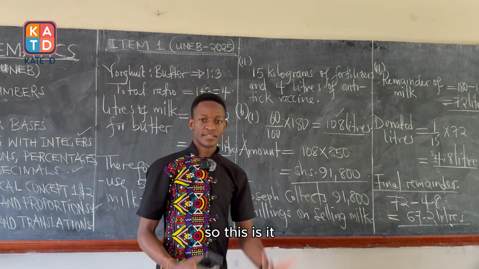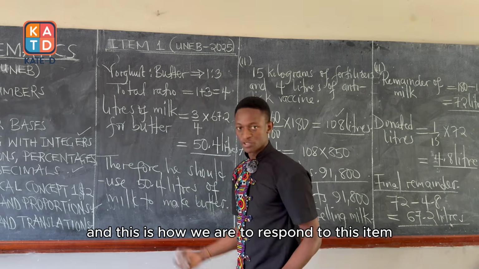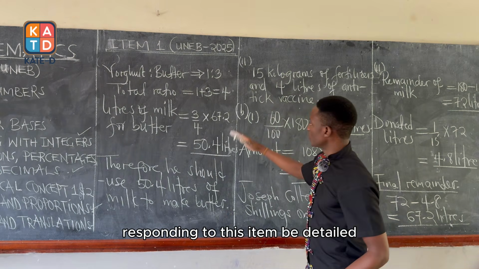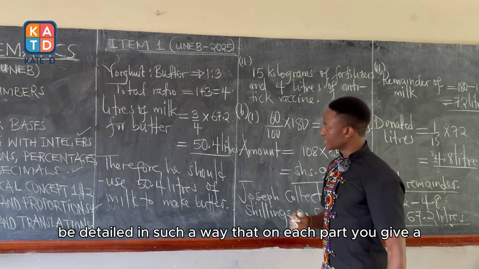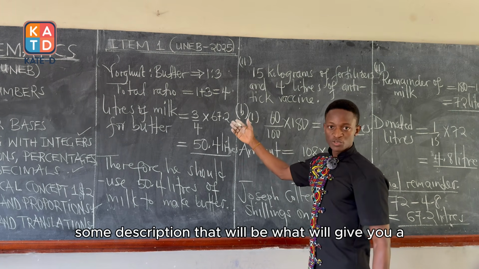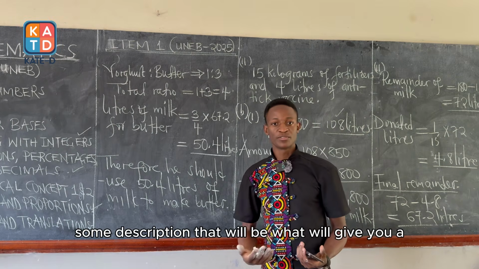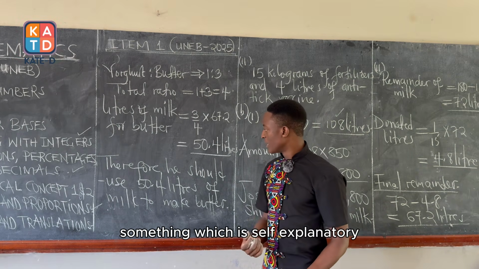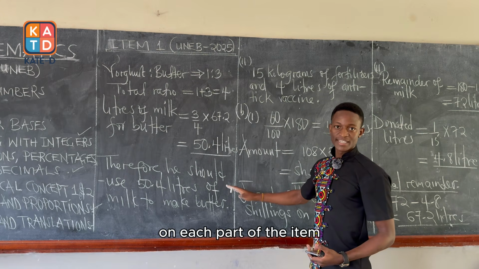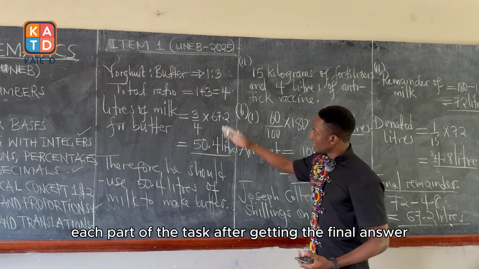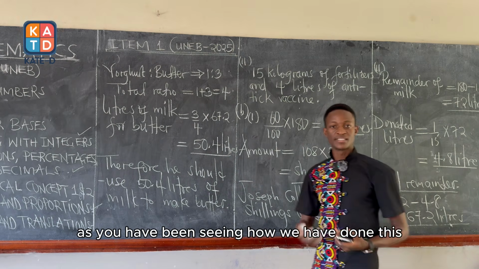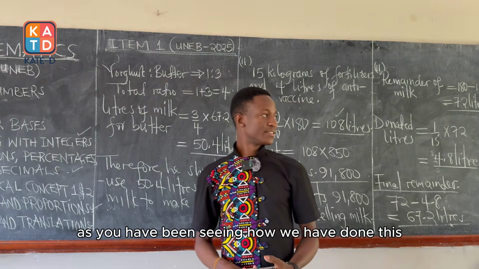So this is it, and this is how we are to respond to this item. And make sure that when you're always responding to this item, be detailed. Be detailed in such a way that on each part you give some description that will give you something which is self-explanatory. Don't forget to give a conclusion on each part of the item. Each part of the task, after getting the final answer, it is not the end. Give a conclusion, as you have been seeing how we have done this.